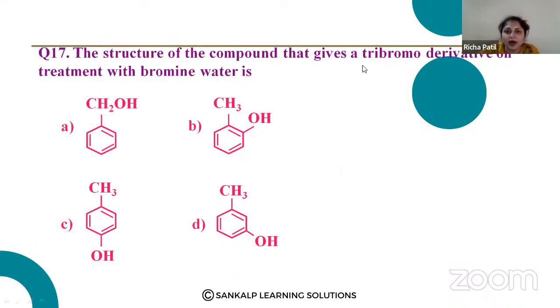Which is the structure of the compound that gives a tribromo derivative on treatment with bromine water? Yes, we had seen this. Which is the structure which will give you a tribromo derivative? Tribromo means OH, and positions 1, 2, and this position should be substituted. Whenever the incoming electrophile comes, it will attack the ortho and para positions. So if you want a tribromo derivative, your Br groups will attack here. Which is the answer?